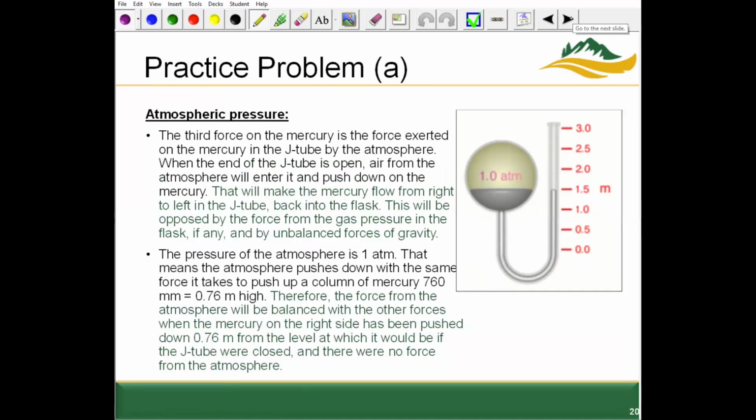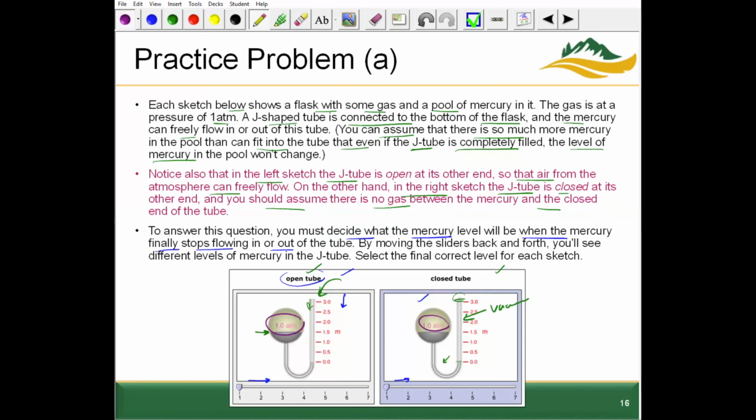So that was for a closed J tube. We need to think about gravity as well as the pressure in the flask. Now we're taking the pressure in the flask as well as gravity, and now as well as any atmospheric pressure, because now we're dealing with our second practice problem. Remember, that's for an open J tube. So here we solved the closed J tube. Now we're going to talk more about the open J tube. Then I will show you the final answers together for both of these cases.